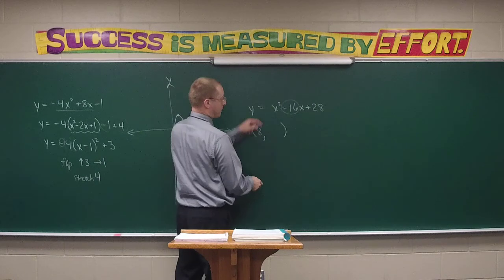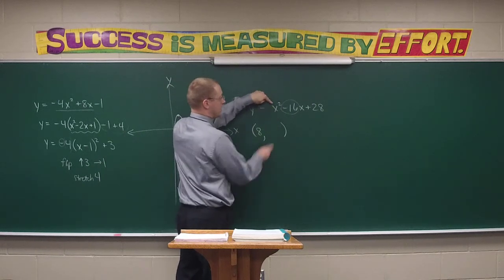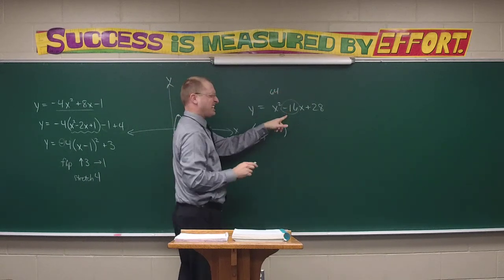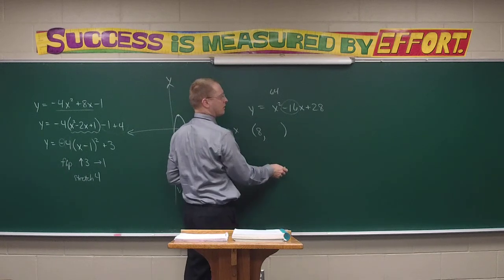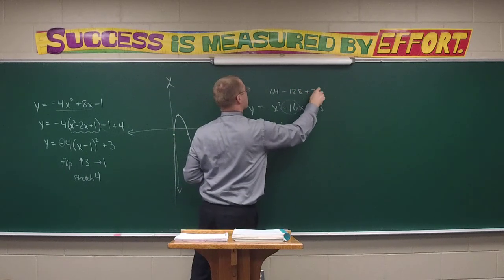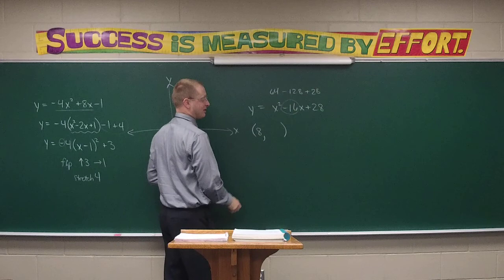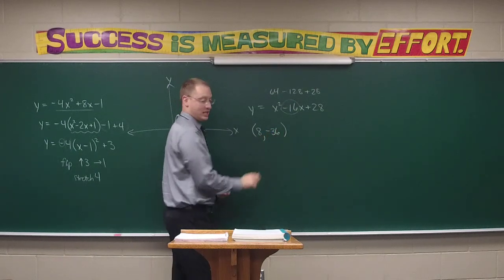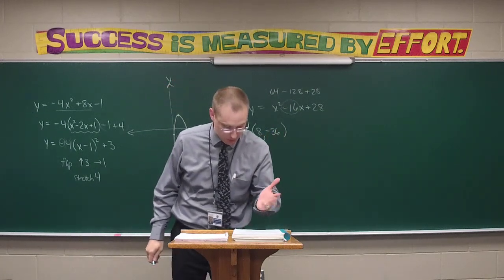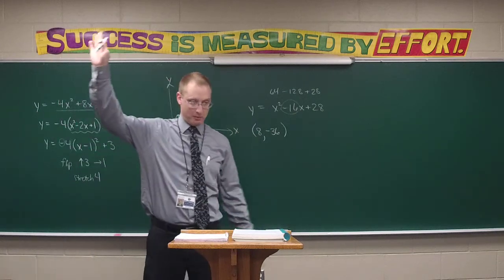To find the y value, I plug the 8 in. Here, square it. Multiply 8 by negative 16. Negative 128. And then add the 28, and that gives us negative 36. And that should have been our vertex, and that's all it asked for was the vertex. 8, negative 36. Somebody had that for number 8.